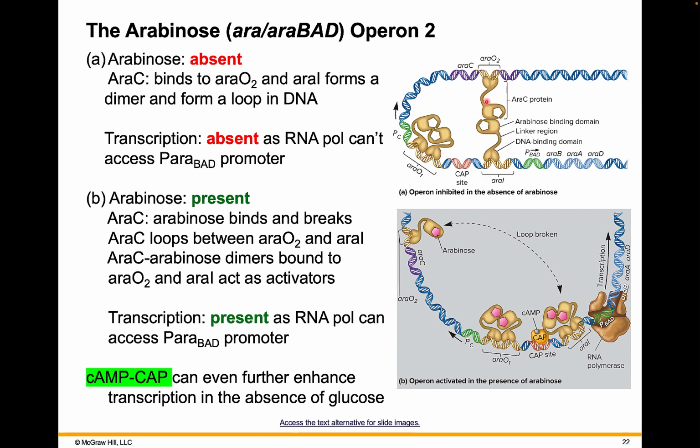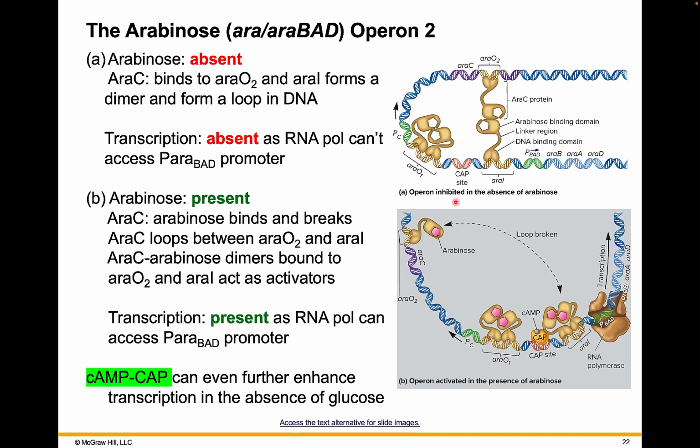Due to this bending of the DNA, the RNA polymerase cannot be recruited onto the promoter, and that's why the transcription of the araB, A, D genes cannot happen. So this RNA polymerase cannot bind in there due to this bending of the DNA.